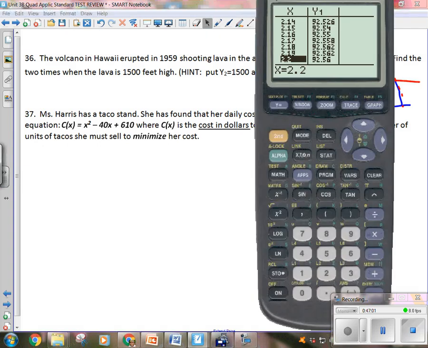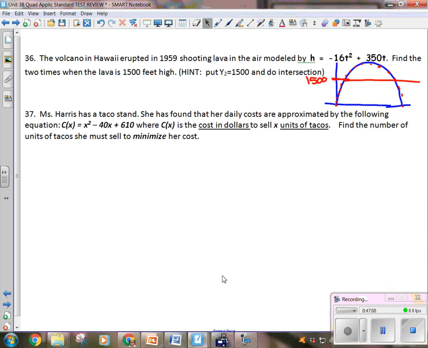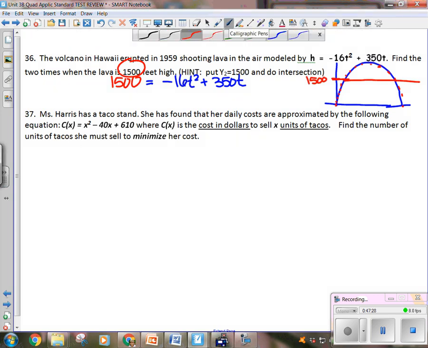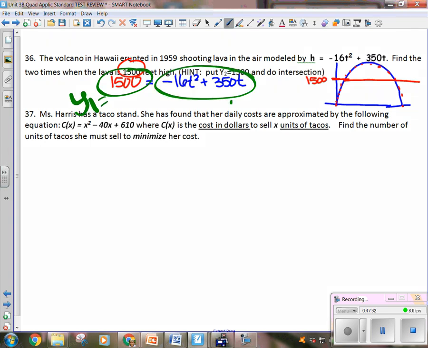Now I want to model this with my calculator, and it even says a hint, put 1,500 in Y2. So basically I'm actually going to do negative 16t squared plus 350t, and then I'm going to say that equals the height. But the height I'm most interested in is what? I'm interested in 1,500 feet. So if we can actually put one equation in Y1 and one equation in Y2, it doesn't really matter which one you put where. We can actually do intersection and find the answer.